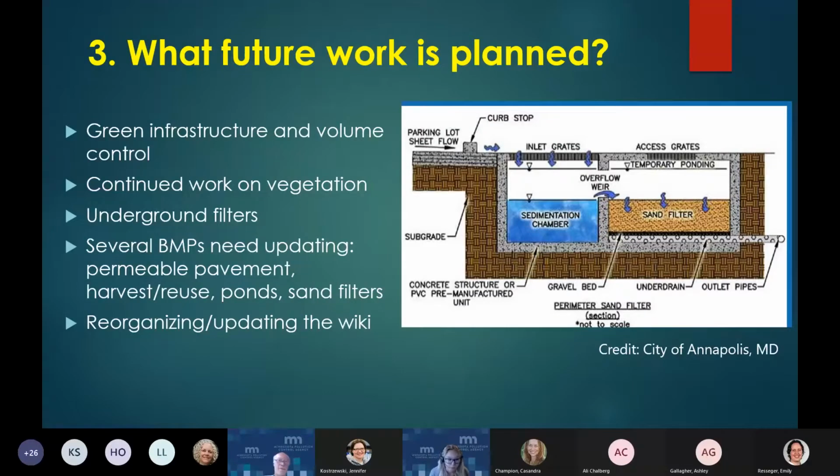Thanks, Carly. So what future work is planned? I'm going to touch on two things. Number one is specific work that we're going to be doing or are doing now or in the near future. And then I'm going to talk some big picture stuff in the next slide. So obviously we're going to continue to work on green infrastructure and volume control.